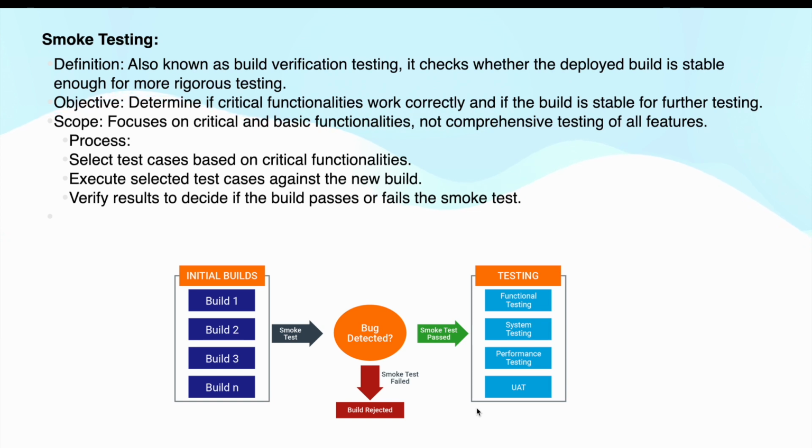What is the objective of smoke testing? The main objective of smoke testing is to determine whether the critical functionality of the software works as expected and whether the build is stable enough for further testing. Scope: smoke testing focuses on the most critical and basic functionalities of the software. It does not aim to test all features comprehensively but rather to verify that the essential features are working as intended.